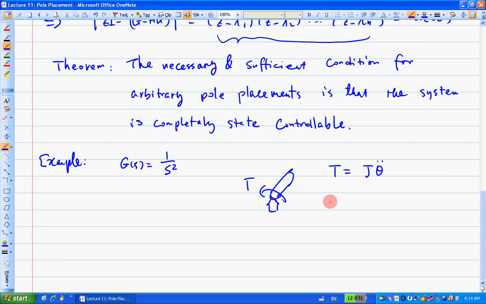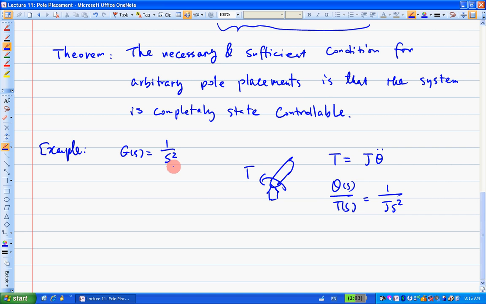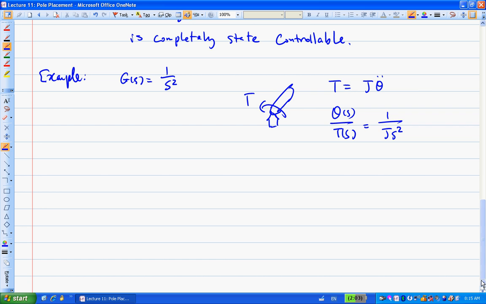So then what do we have here? Input is torque, so theta(s) over T(s) equals what? 1 over Js squared, right? So that's a double integrator. Double integrator is a fairly common system. So now let's design a controller for this system. We're going to design a discrete controller, of course. So the first step is I'm going to discretize this model.